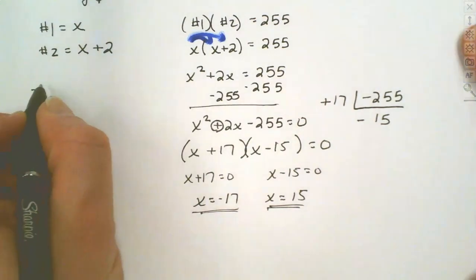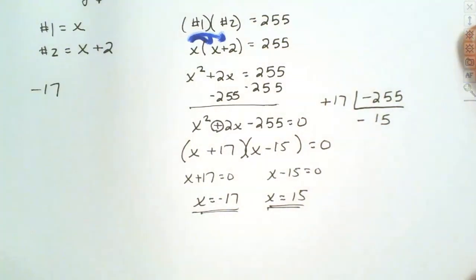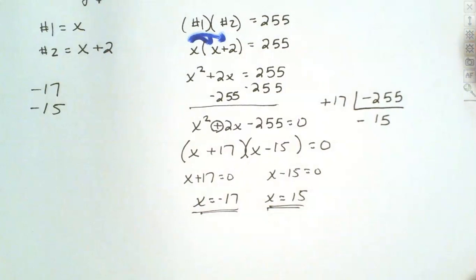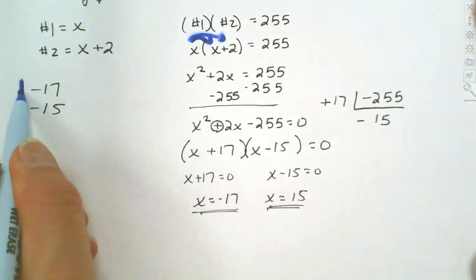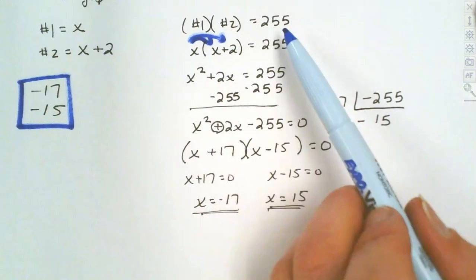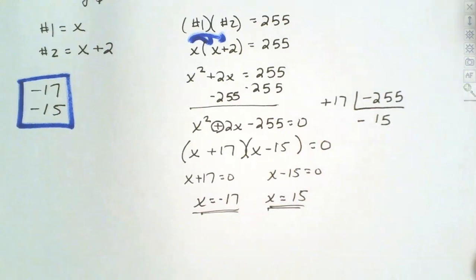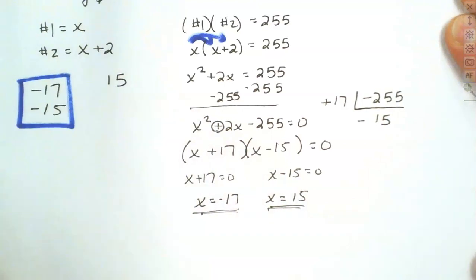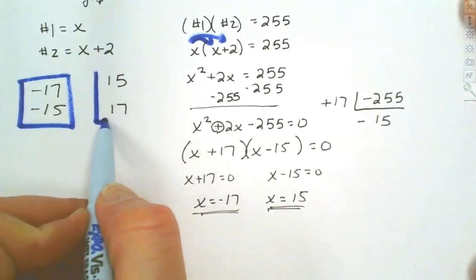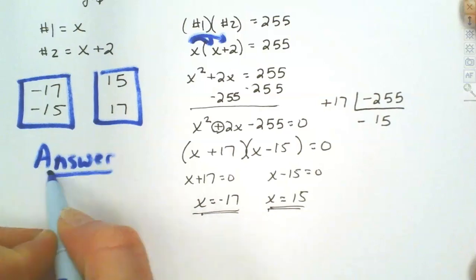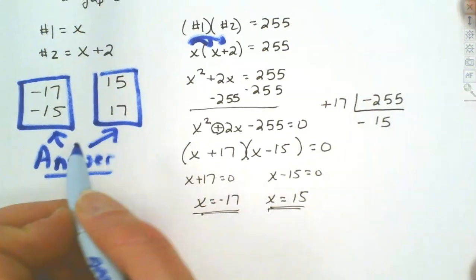If our first number is a negative 17, and we add 2 to negative 17, what do we get? Negative 15. And you can check, because what's negative 17 times a negative 15? That's 255, right? So that's one set of numbers. What's my other set going to be? Positive 15 and add 2. That gives you positive 17. So your 2 sets of numbers, these are the answers, are a positive set and a negative set, right?